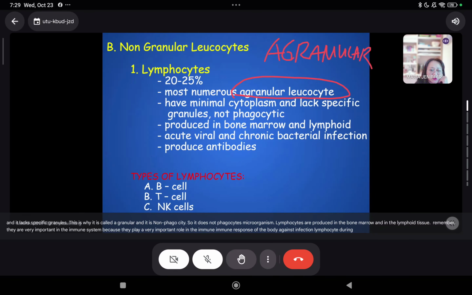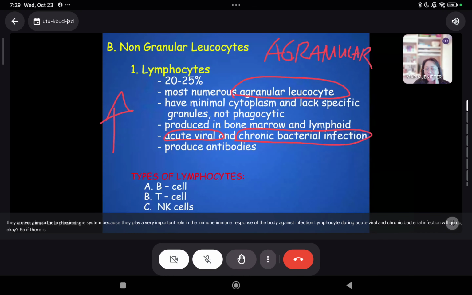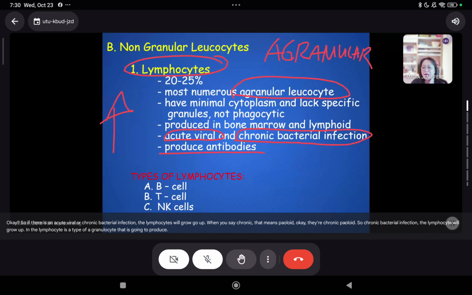Lymphocytes will go up during acute viral and chronic bacterial infection. When you say chronic, that means repeated. So with chronic bacterial infection, the lymphocytes will go up. And the lymphocyte is the type of leukocyte that is going to produce antibodies. Okay? You will understand more of this when we reach the lymphatic system.